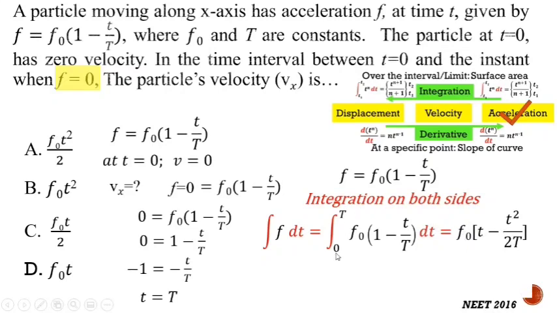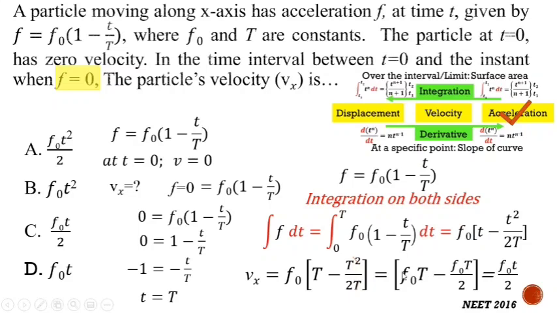Now the limiting values are 0 to T, and if you put 0, this term will become 0. So let us only put the value of capital T. By putting capital T, we will get T minus T square by T. So this square will get cancelled from T, and it becomes T minus T by 2. So ultimately the output is f0T minus f0T by 2. So this is 1 f0T minus half f0T, it becomes half f0T. So this option is there. This is option C, and C is the correct answer.